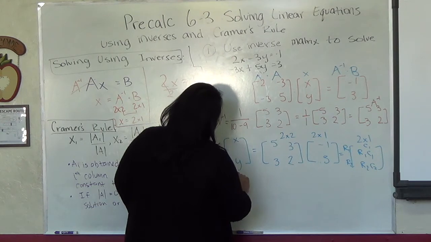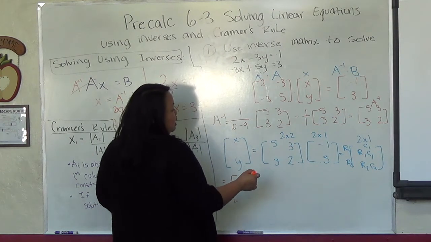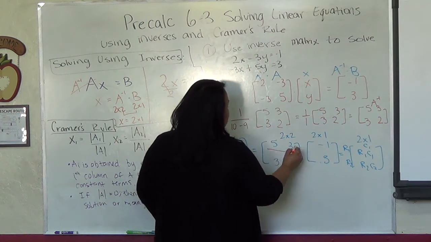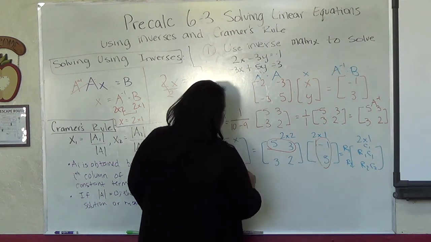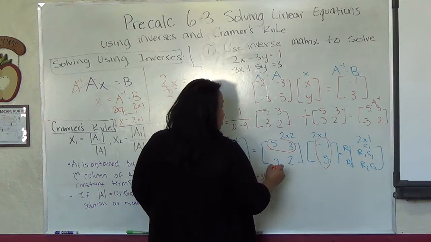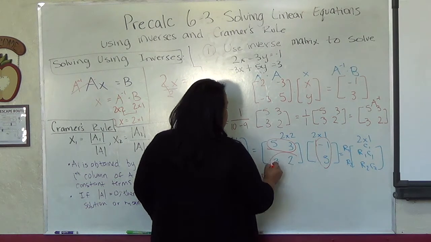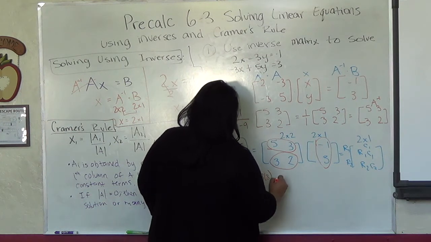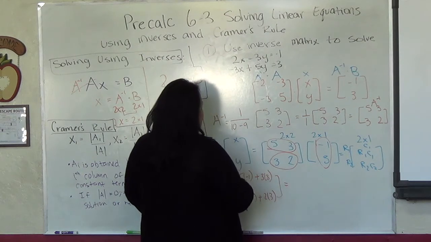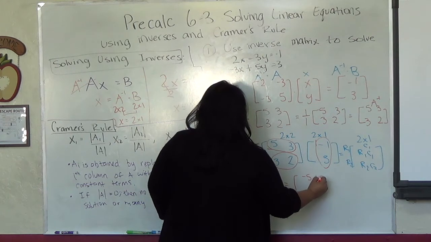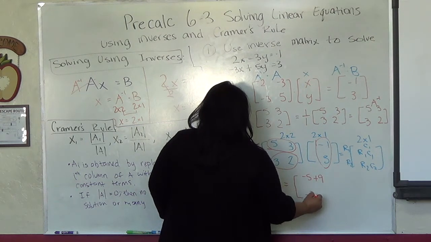So then let's start. You guys know how to do this, so you can do it with me if you'd like. Row 1, column 1: 5 times negative 1 plus 3 times 3. And then row 2, column 1: 3 times negative 1 plus 2 times 3. Giving me negative 5 plus 9, negative 3 plus 6.